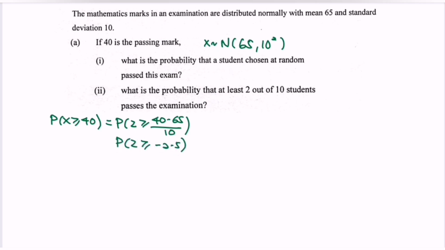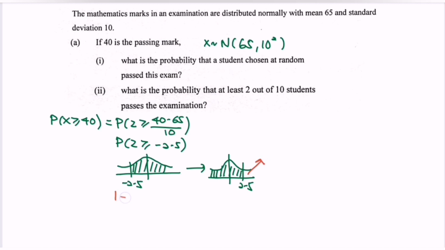Kindly refer to the diagram. So here we have the diagram, with negative 2.5 and this region. Here we have 2.5, and this is the region. Rewrite the formula: we have to eliminate this part. So 1 minus the probability that Z is greater than 2.5.